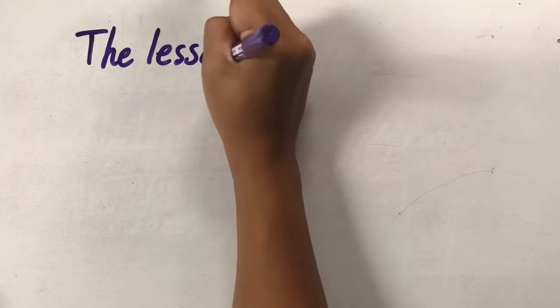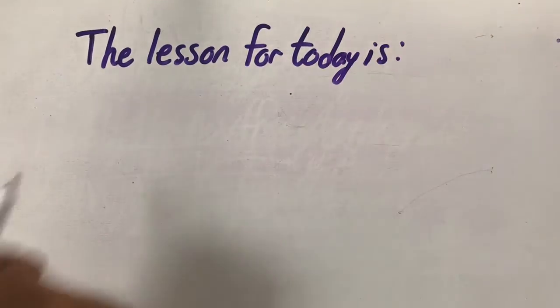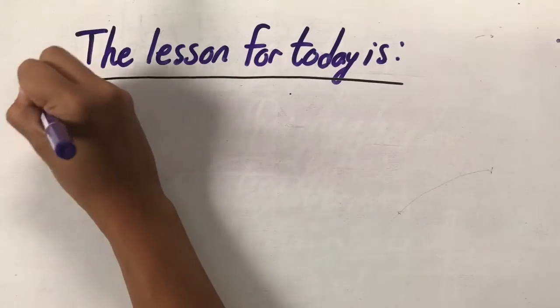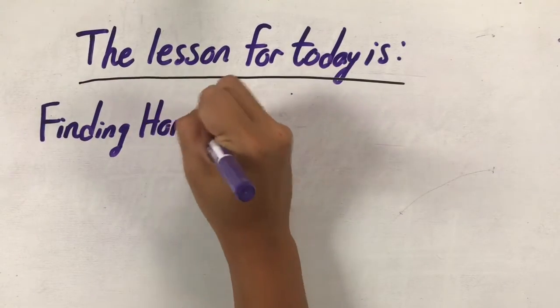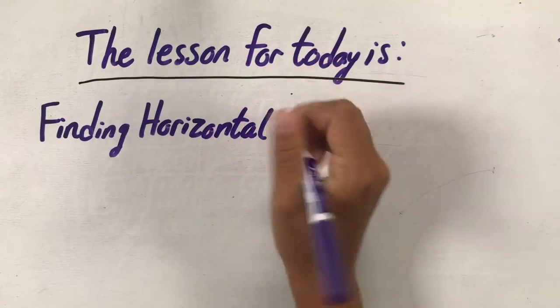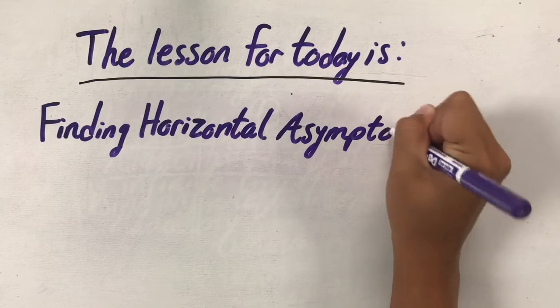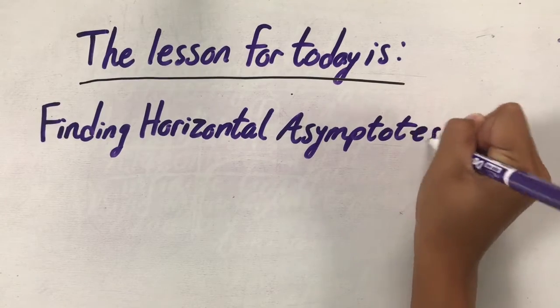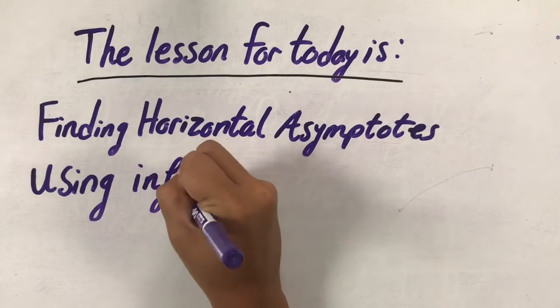Now, on to what we're going to learn today. The lesson for today is finding horizontal asymptotes using infinite limits.